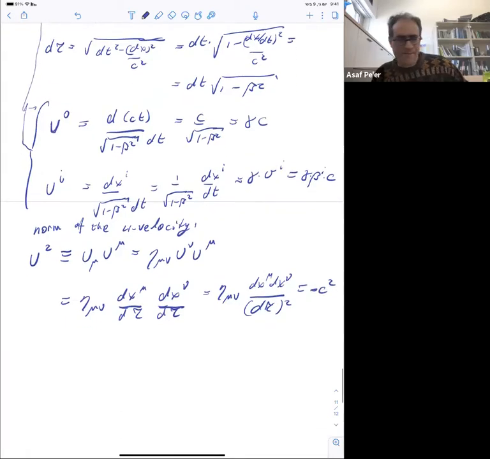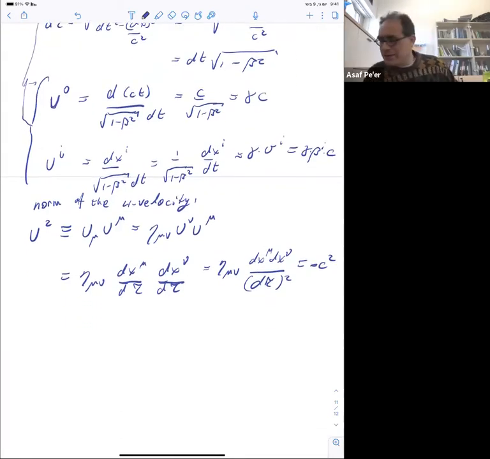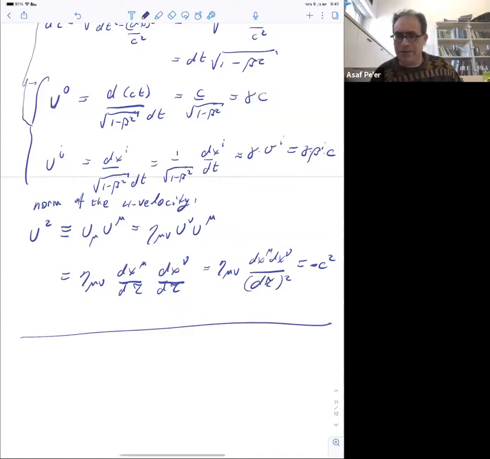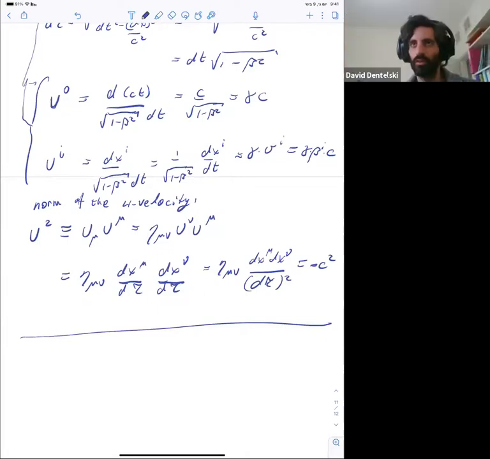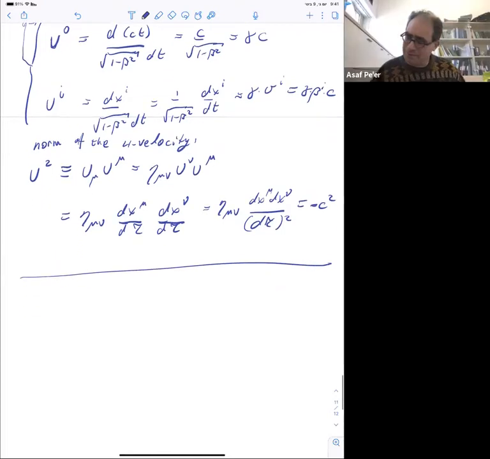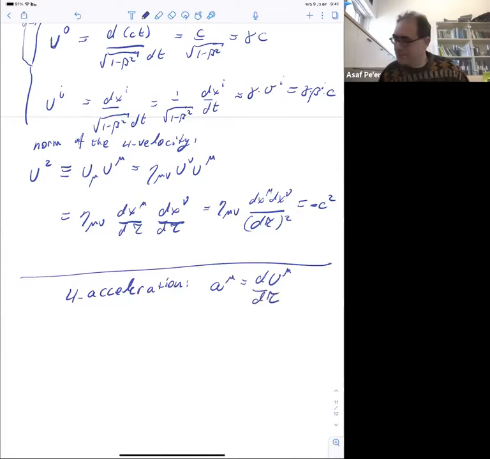What about the acceleration? You see, everything is going to fall into place for nothing, really. How do I define the acceleration? Take the derivative of u with respect to tau. Yeah, exactly. So for the acceleration, a mu is defined as du mu over d tau. That's a definition.